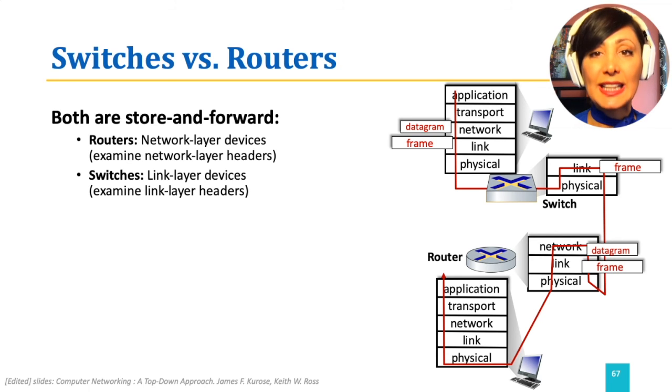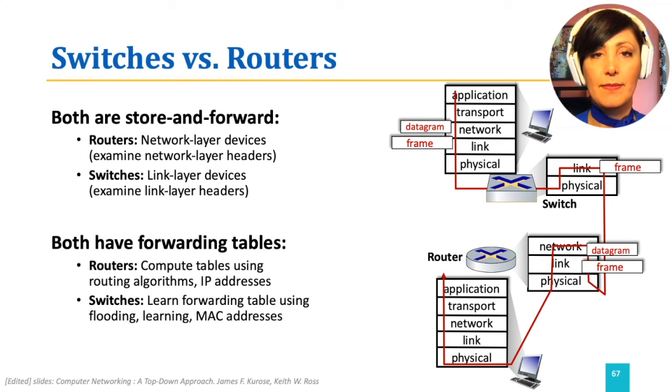Switches are link layer devices which store and forward frames at the link layer. Therefore, they examine frame structure. Both switches and routers also have forwarding tables. However, routers' forwarding tables are decided based on IP addresses and are computed using routing algorithms and protocols. On the other hand, switches learn forwarding tables based on flooding, self-learning, and MAC addresses.